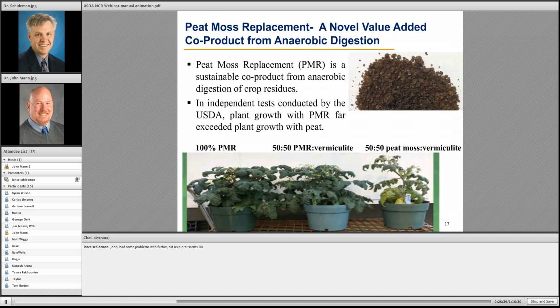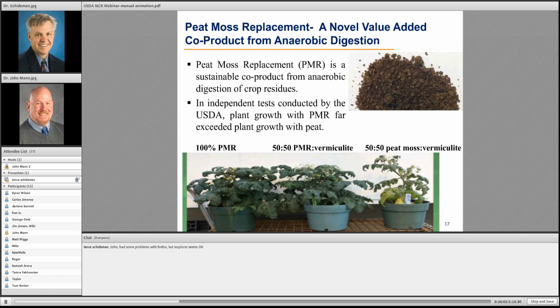Okay, so I also mentioned that there are other co-products of interest. In this particular case, I'm highlighting one called a peat moss replacement. We're just taking the anaerobic digestion solids from a crop residue, and that material turns out to be a pretty good replacement in terms of its physical properties for peat moss.